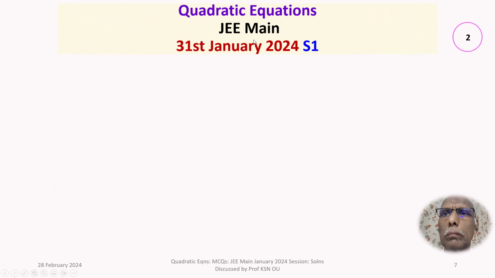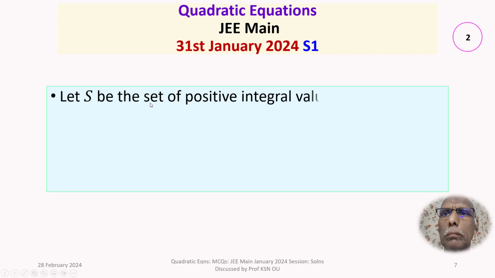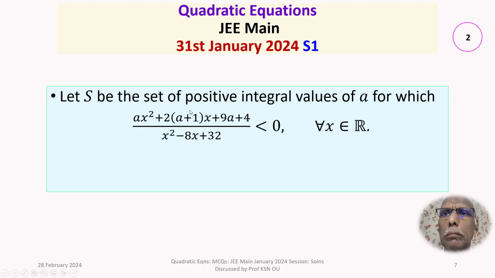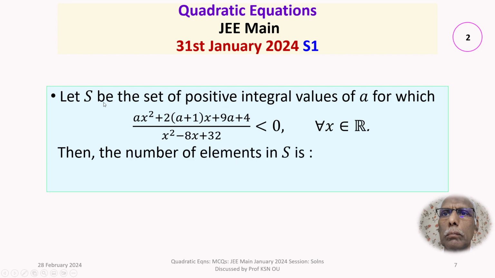And this problem has appeared on 31st January 2024 in the first session. The given question is, let S be the set of positive integral values of a for which (ax square plus 2 times a plus 1 multiplied by x plus 9a plus 4) whole by (x square minus 8x plus 32) is less than 0 for all x belongs to R. Then the number of elements in S is, we are given 4 options.